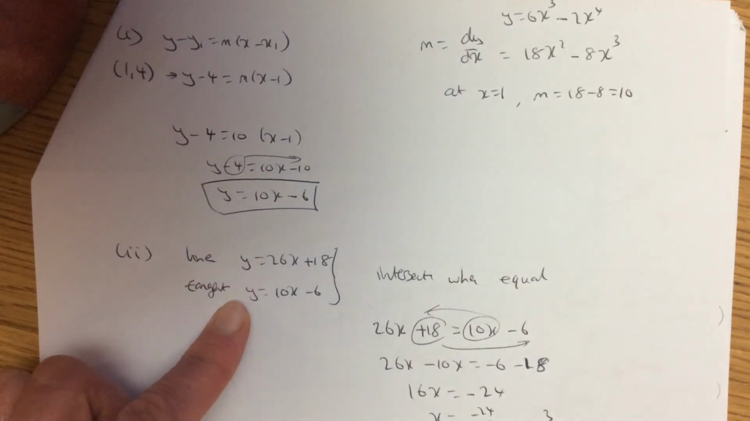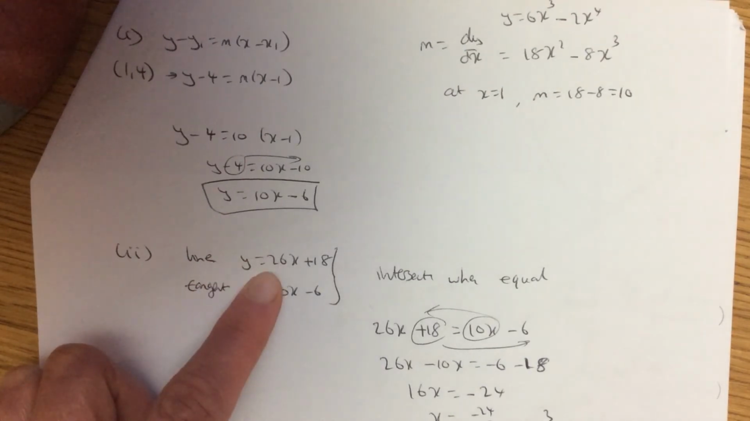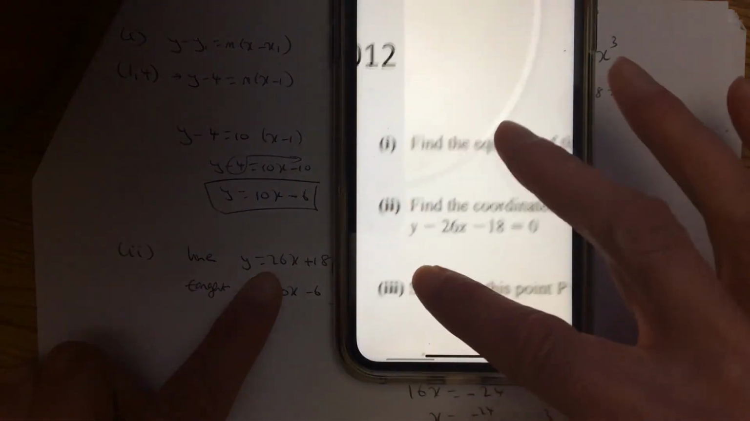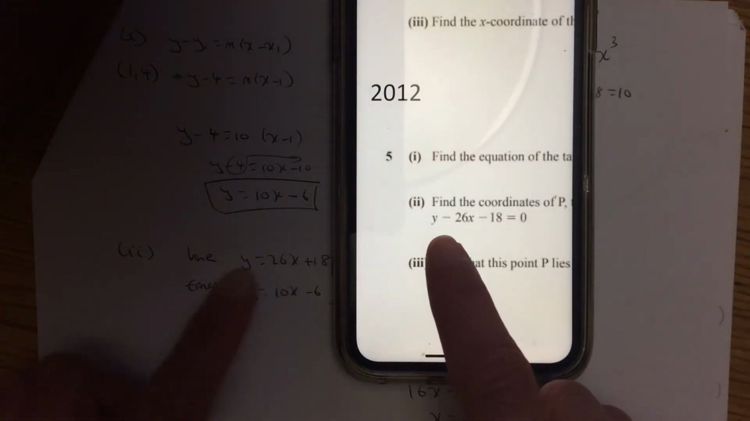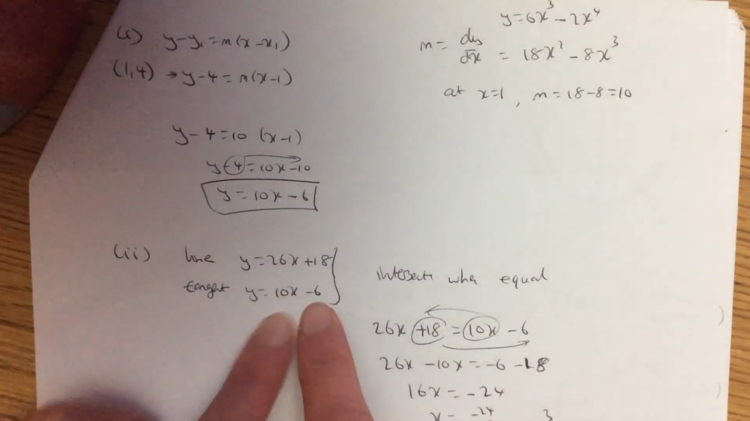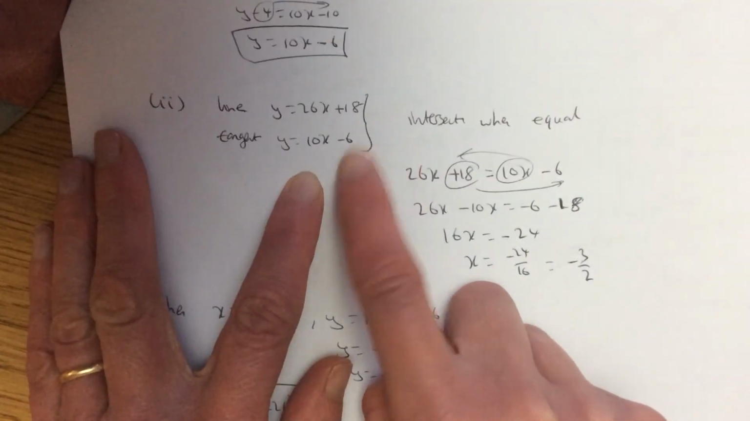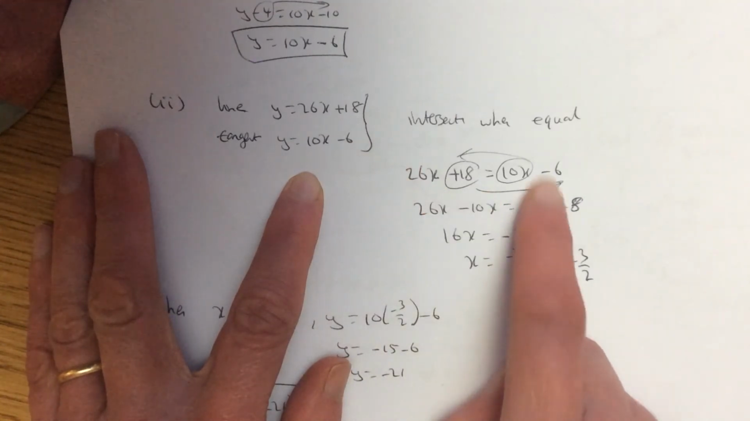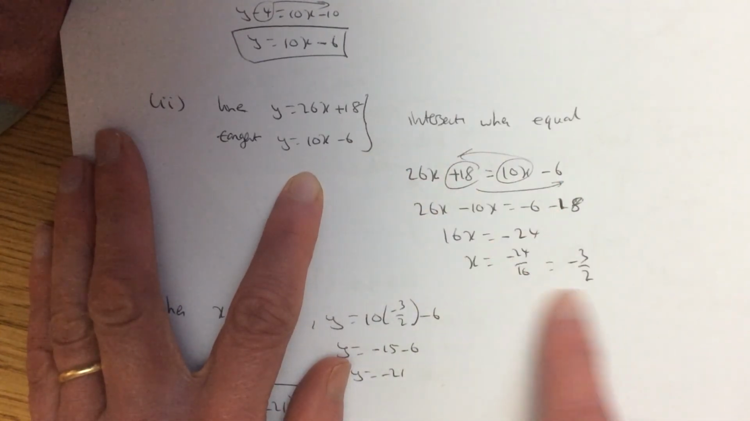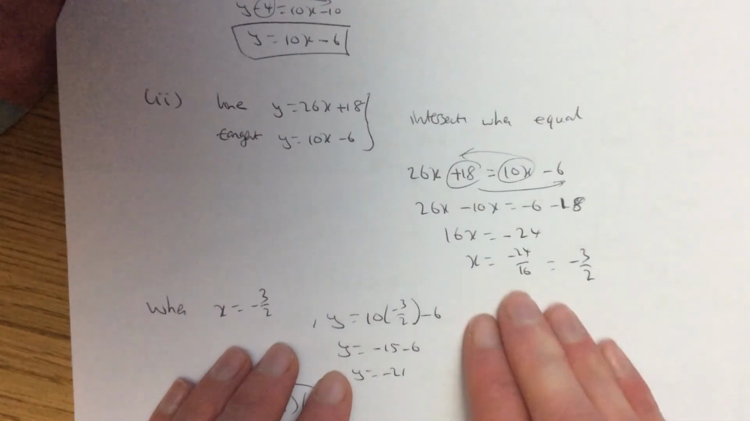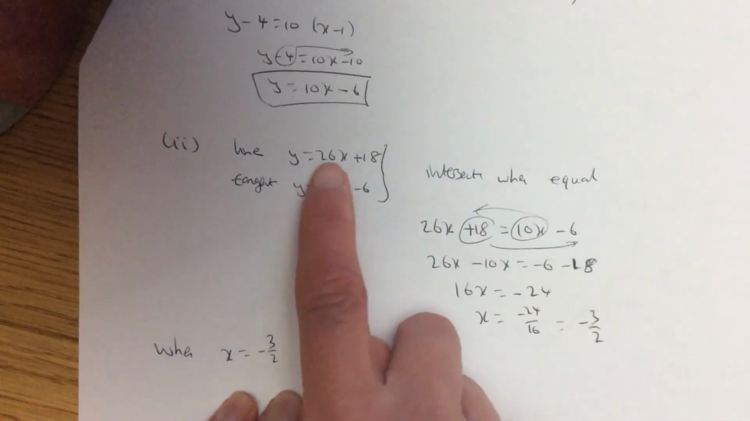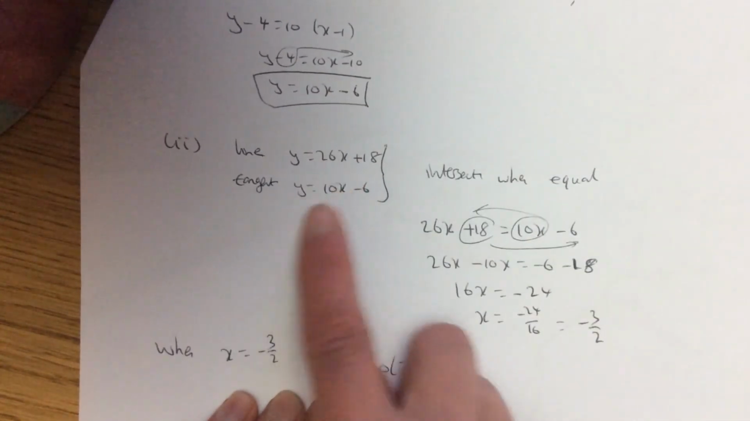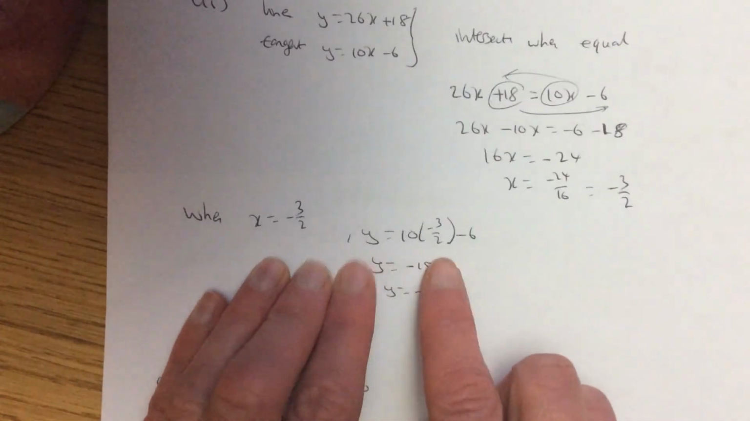Now, part 2. Find the coordinates of P, the point of intersection of this tangent and this line. Now you'll notice what I've done there. See, that's your line. I wrote it as y equals 26x add 18. So put them equal to each other. That's what intersection means. They're at the same place at the same time. x is one side, number's the other. You've got your x point. Once you've got your x point, you can put it into either equation because it's the same point to get the y.